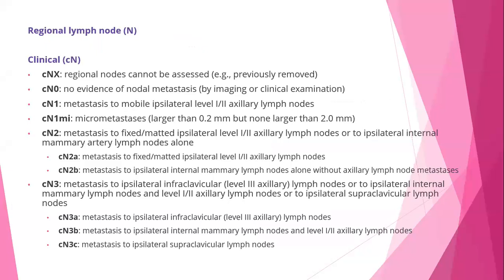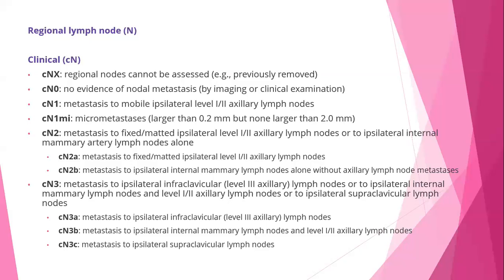This ultrasound image is a demonstration of nodes that have metastatic disease. For lymph node evaluation, NX means regional nodes cannot be assessed. For example, if a patient has had surgery and these nodes were previously removed, they had axillary node dissection, it's NX. N0 means there's no evidence of nodal metastasis, either by imaging or clinical examination, when the clinician does the clinical breast exam and doesn't palpate any nodes. CN1 means you have metastasis to level 1 or level 2 axillary lymph nodes, which are mobile. These are nodes seen lateral and inferior to, or just posterior to, the pectoralis major muscle. If you have metastasis to this, we consider that N1. Micrometastasis, again, is a subcategory of N1.